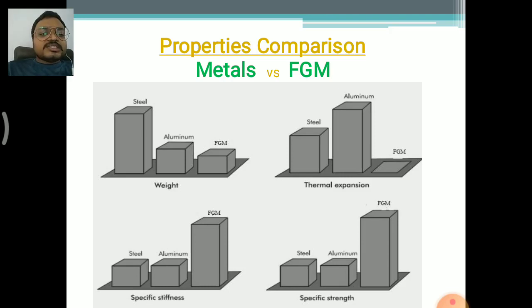And the last one is the specific strength. This is also a very good property in developing materials, and it is also very high in FGMs. The specific strength of functionally graded materials is very high compared to steel and aluminum. Steel and aluminum have an equal amount of specific stiffness in the property comparison. So these are the general properties we are discussing for FGM versus metals.